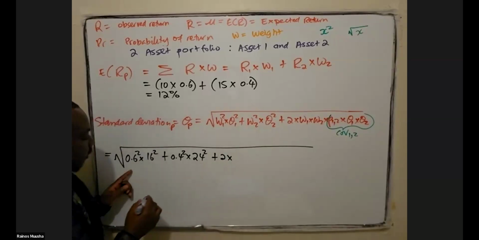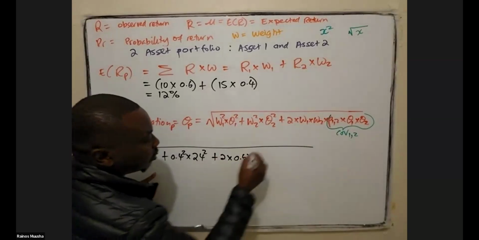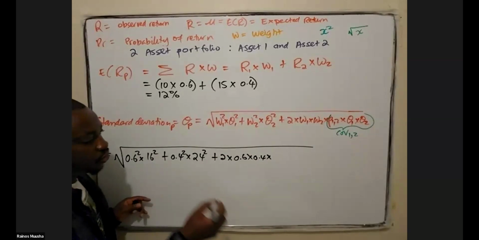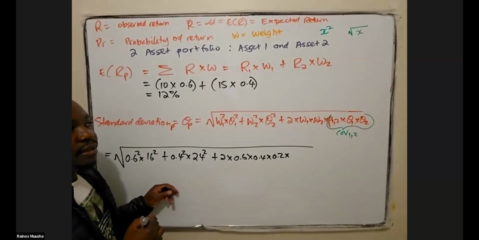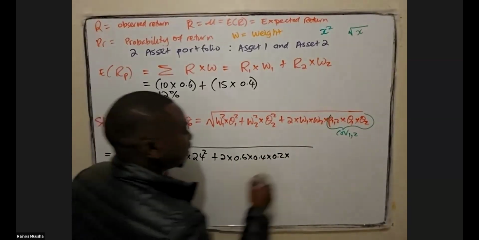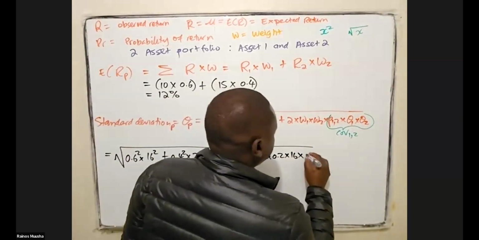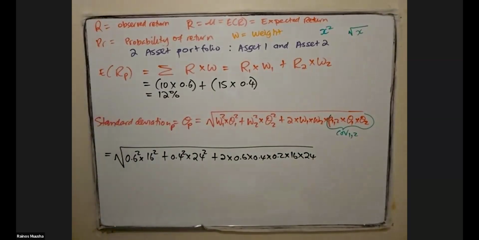2 multiplied by the weight of asset 1, which is 0.6, multiplied by the weight of asset 2, which is 0.4, multiplied by the correlation coefficient between asset 1 and 2 in decimal, they give it as 0.2, multiplied by the standard deviation of asset 1, which is 16, and the standard deviation of asset 2, which is 24. And this is how you calculate the standard deviation of a given portfolio. So how much would you get in the standard deviation of this portfolio?